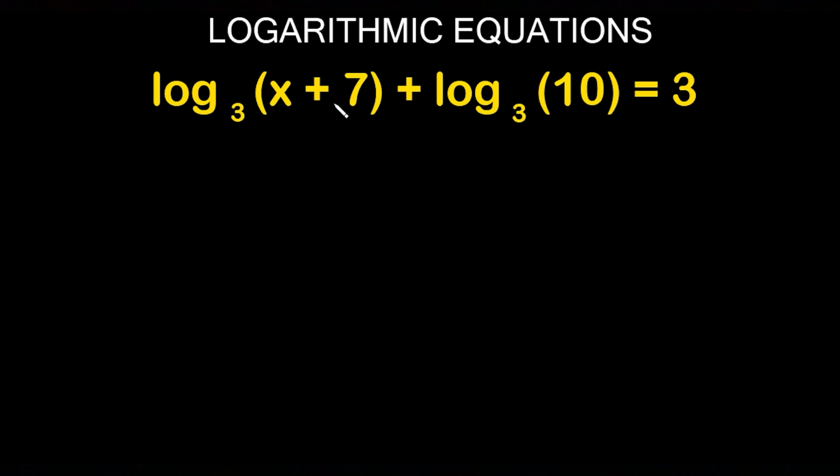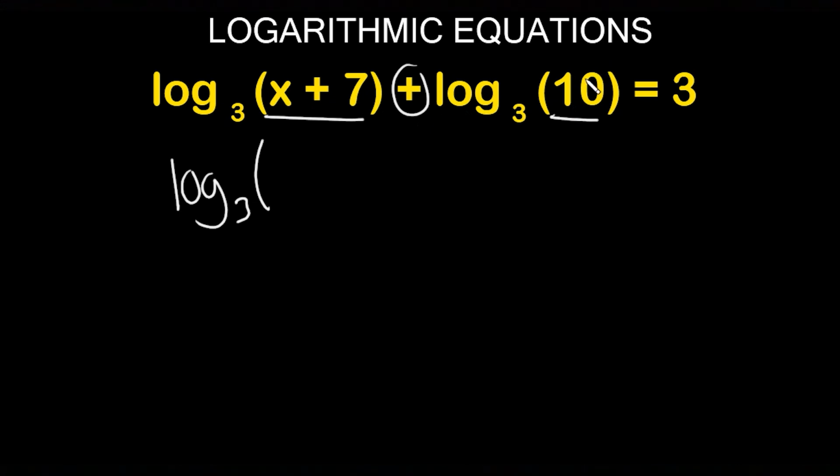This one we're dealing with a log, and it has a base of 3. Now we want to condense it down before we try to solve for x. I'm dealing with addition. So using properties of logarithms, if I have the same base and I'm adding, I can multiply, okay? So rewriting it, I'm going to have log base 3 of, now I have to multiply x plus 7 times 10.